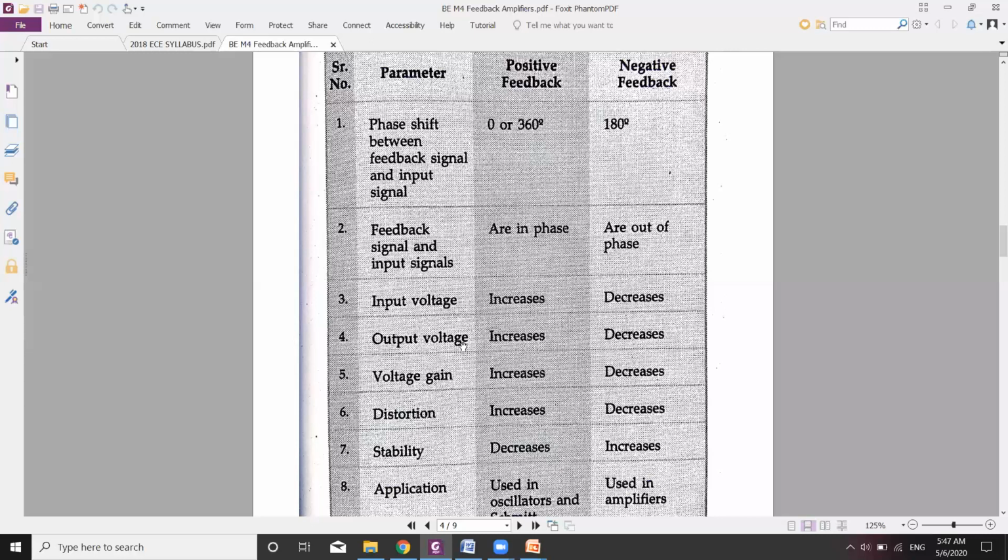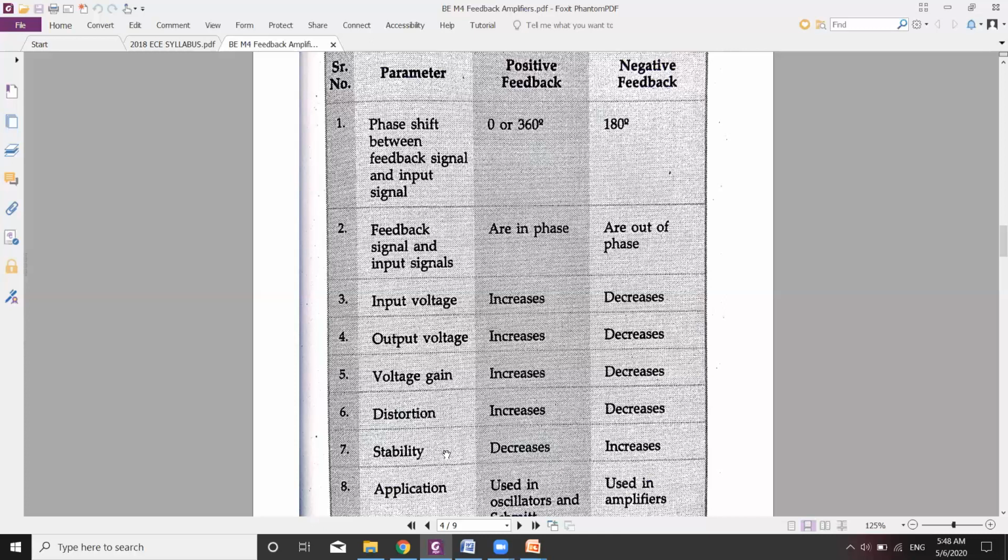Right? Now let us consider the output voltage part. As the input is increased, obviously output will also increase. In the negative feedback, as input is decreased, output will also definitely decrease. Next parameter is voltage gain. If input is more, output is more, then obviously the voltage gain will be more, right? Whereas in negative feedback, input is less, hence output is also less. Therefore, voltage gain is also less. Let's consider distortion. In the positive feedback, distortion is more, whereas in negative feedback, distortion is less.